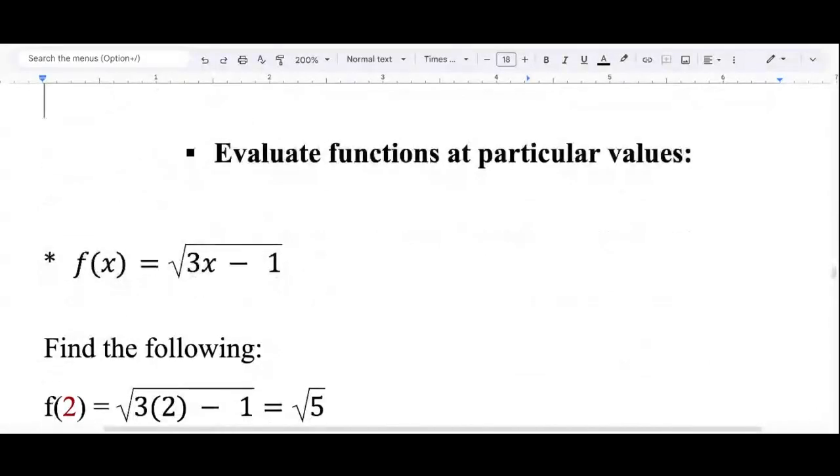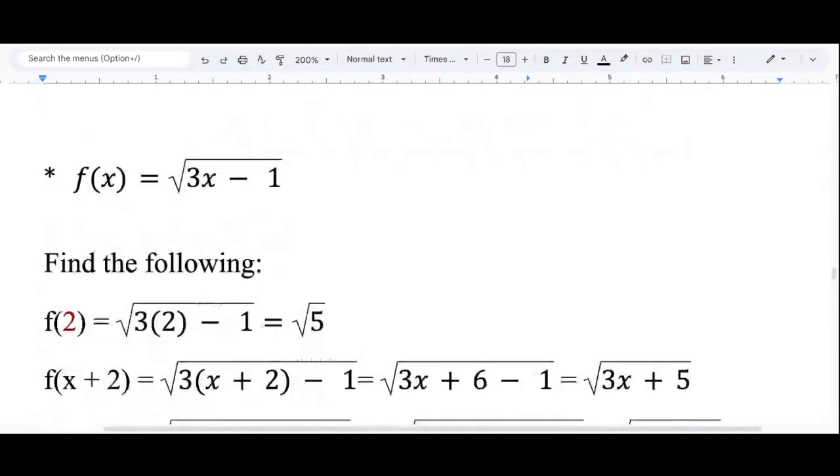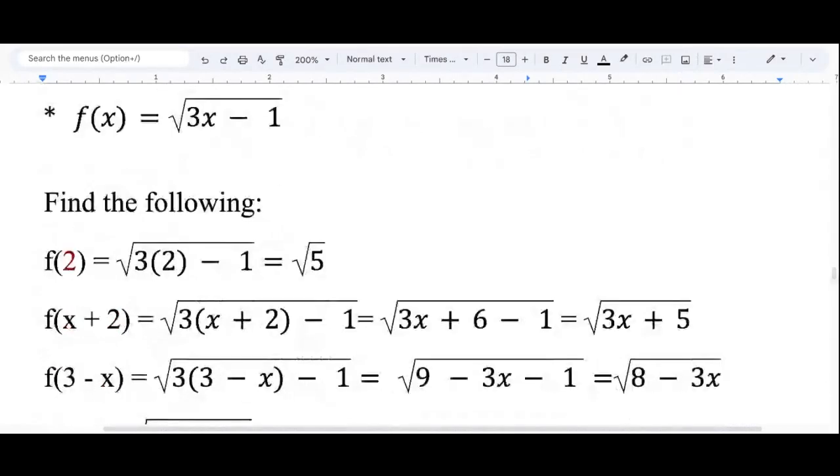With functions, of course, we can evaluate, right? We can find its domain. We can draw the graph. If we want to find some values, like f of 2, we would just plug in x to be 2, right? And calculate. If we plug in x plus 2, we just put x plus 2 in the place of x.